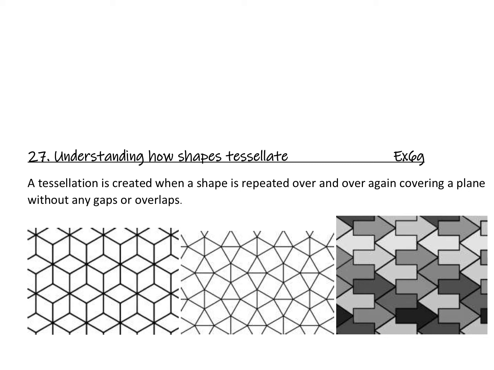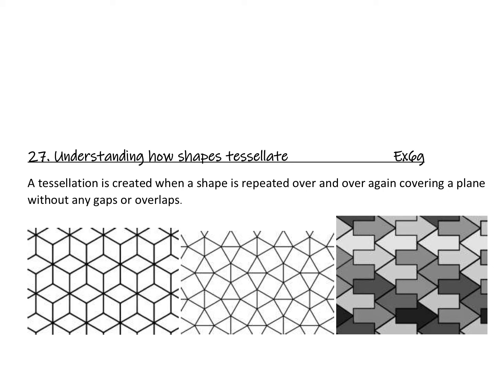Understand how shapes tessellate. Not much you need to do here, but you just need to understand what a tessellation is. A tessellation is created when a shape is repeated over and over again, covering a plane without any gaps or overlaps. Some shapes tessellate really well and others don't.